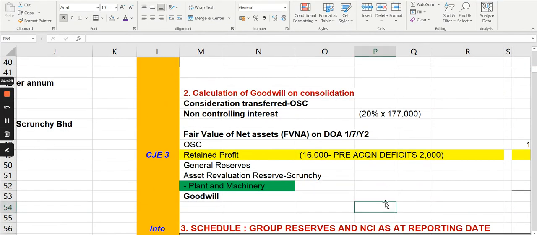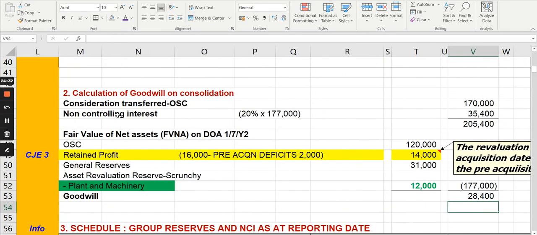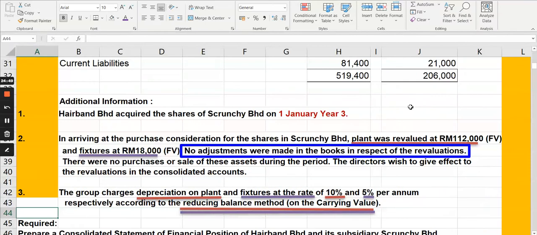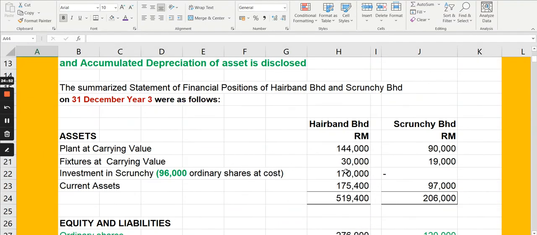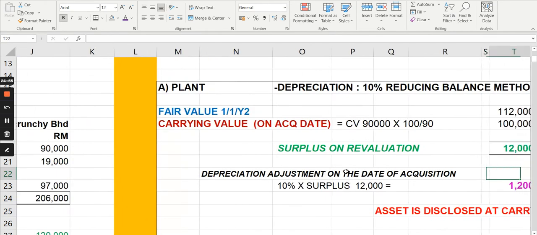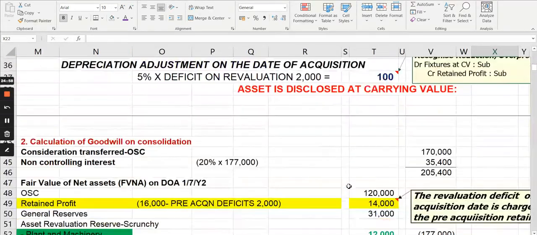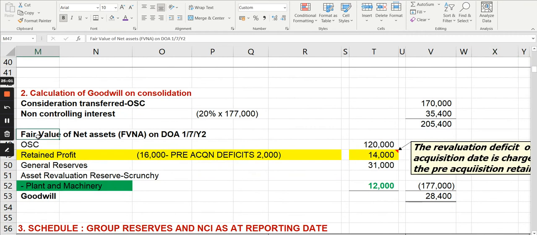Now proceed with the calculation of goodwill. So if you have seen the information given, for the goodwill, you will start by putting this first, consideration transferred, that is from the SOFP. You can check your SOFP. The consideration transferred was given here, 170. Okay. Next, you need to find out the fair value of the net asset. So the share capital was 120,000. This is the share capital in SOFP.